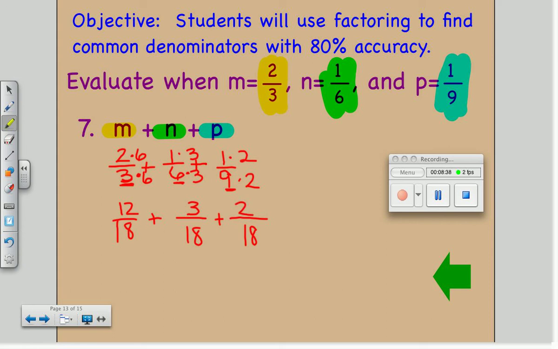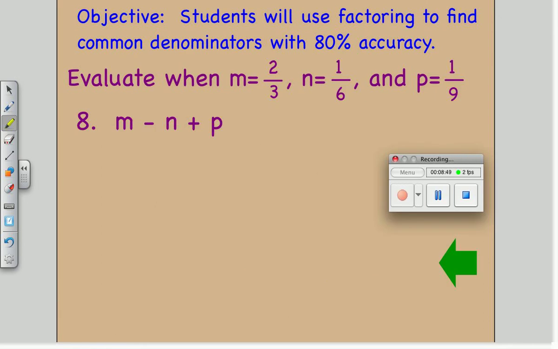We get 2. 12 plus 3 is 15. 15 plus 2 is 17. And the denominator stays the same for 18. 17/18ths.